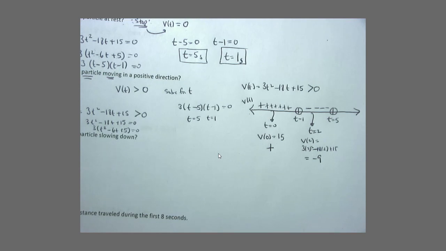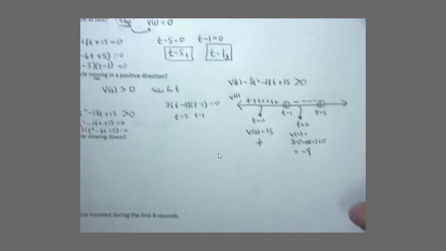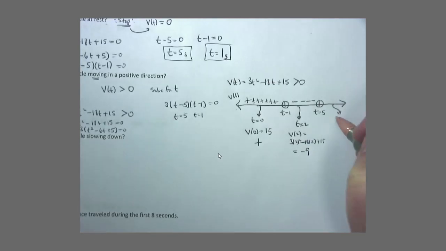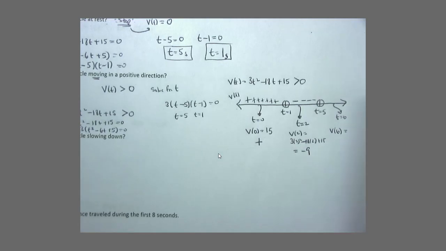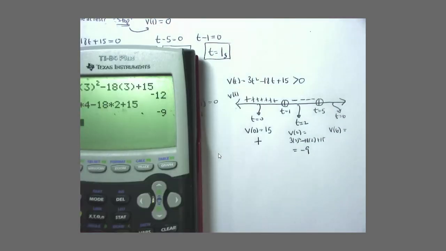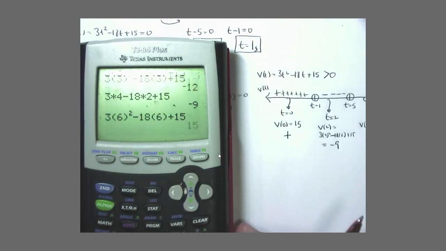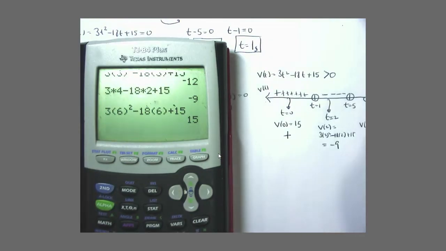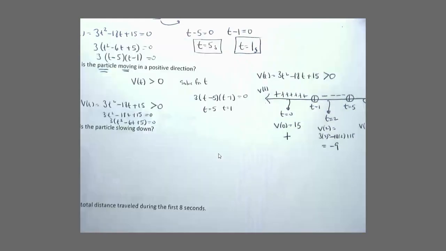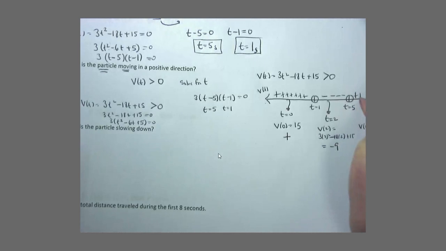Now pick a number greater than 5 and do our test values. I choose 6. t equals 6. So v of 6 would be 3 times 6 squared minus 18 times 6 plus 15. And then just plugging it in, I get 15. I don't care what the number is. The fact that it's positive means everybody in that interval is positive.